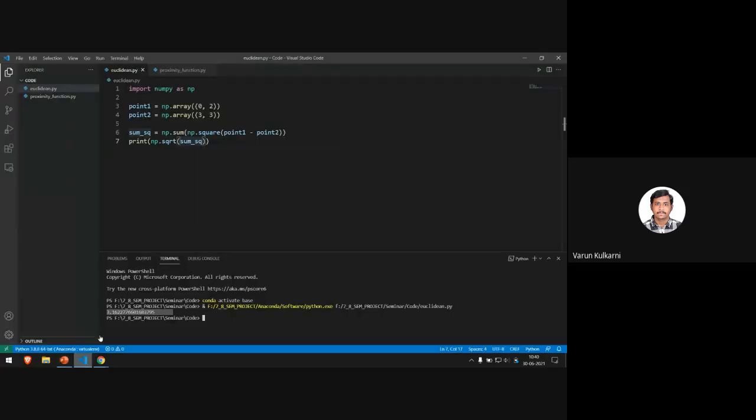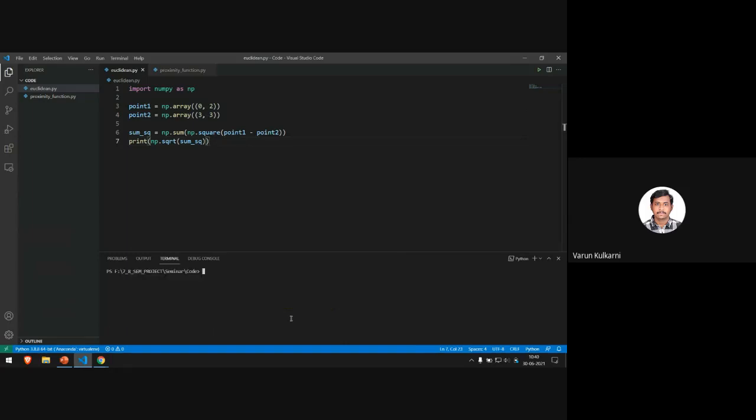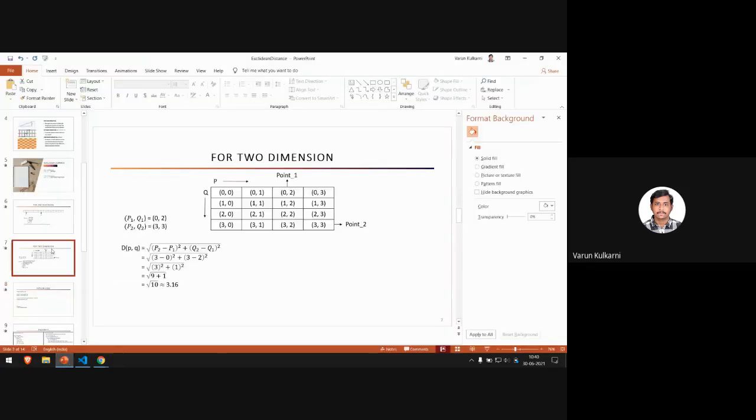The actual code for this is implemented here, and it is the same as I explained. We are importing numpy as np, and we have created points, that is 0 comma 2 and 3 comma 3. I will clear the terminal, and now if I run the code for the same example which I have given, it is 3.16, as I am highlighting it. So we also calculated the same distance here, that is 3.16 approx.